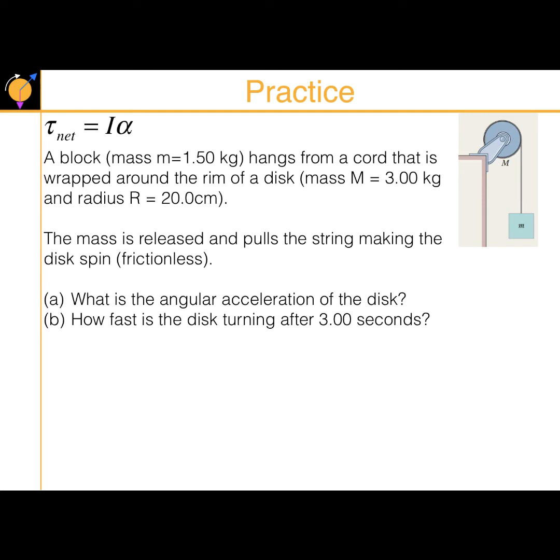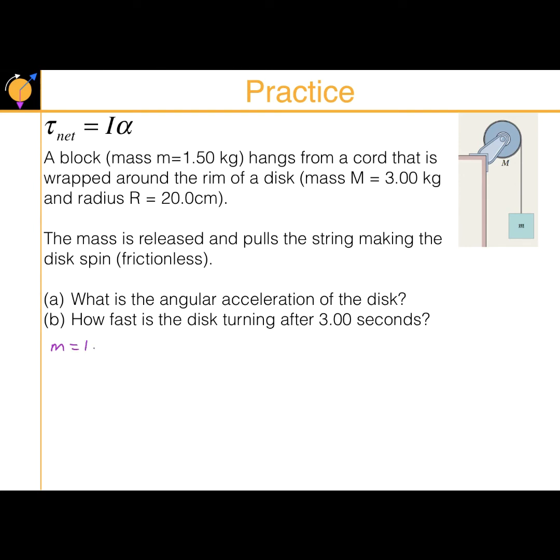So now the difference here between this and what we've done before is this is no longer a massless disk. The pulley now has mass, and so it actually takes energy to get it going. So we need to include that when we do our total calculation. So let's write down everything we know real quick.